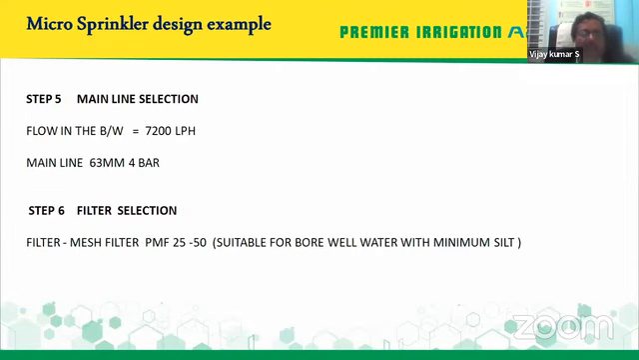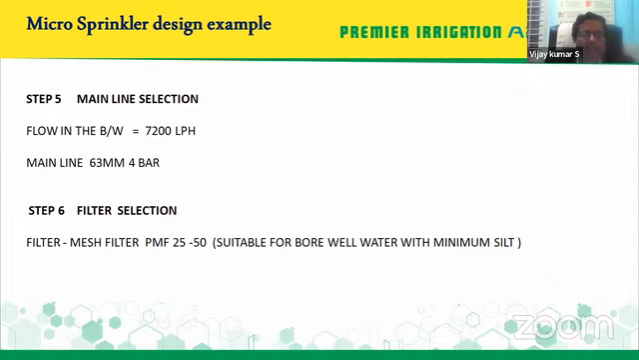Once the submain design has been done, then we have to go for the main line. You know that the maximum water that is flowing in the borewell is 7,200 liters. And here what I suggest is, if you are going to add one more borewell, you can go for one mainline size higher. For example, 50 millimeter would have been enough, but now we will go for a 63 millimeter, 4 kg pressure rating pipe.